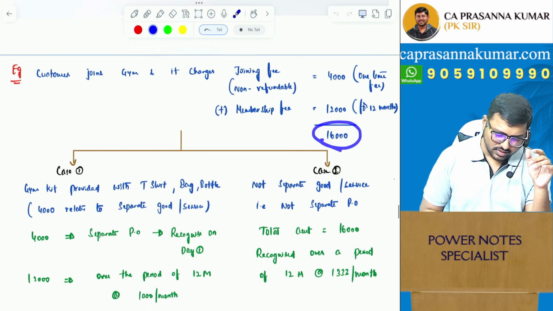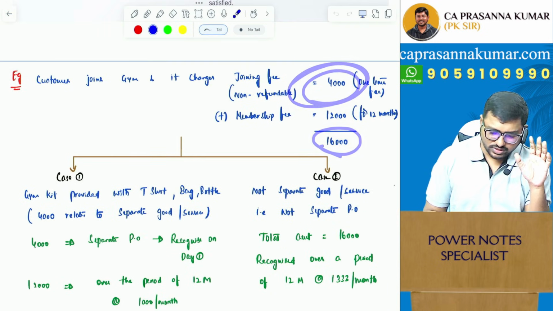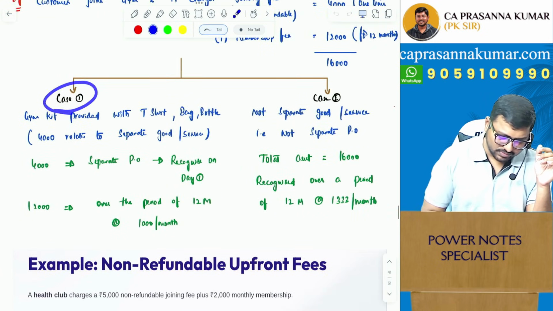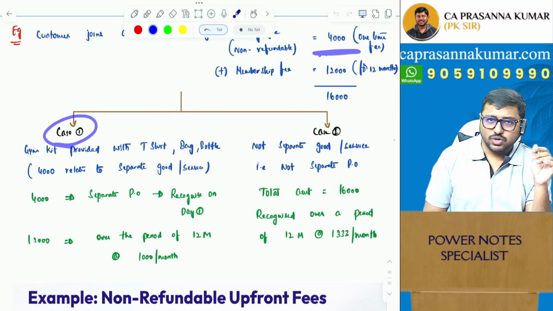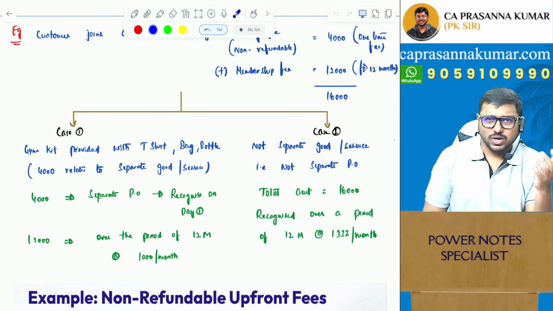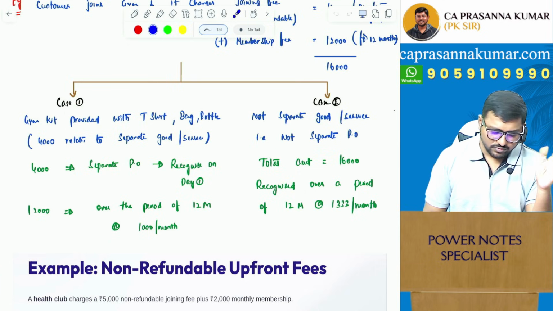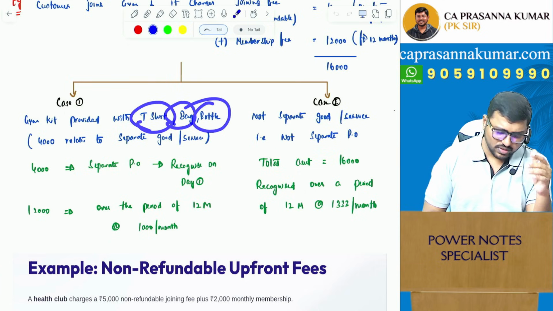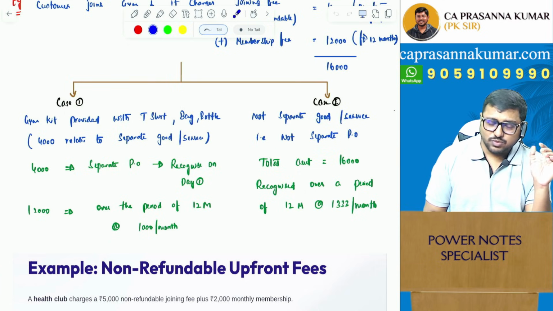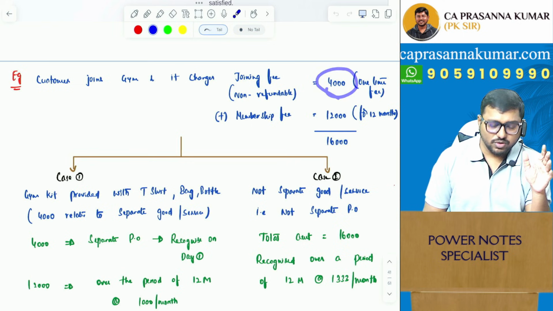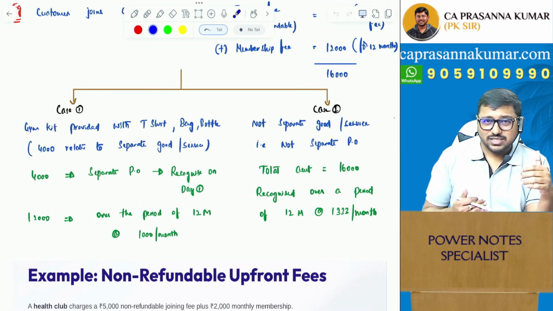Now, we are talking about this 4,000. The focus is on 4,000. Now, see here. Case 1. For this 4,000, whatever you have paid as a joining fee for the gym or one-time fee, whatever you call it, a gym kit is provided by the gym, which includes a t-shirt, bag, bottle, and all those things. So from this, what you have to understand is, for this 4,000, whatever you have paid, are you getting any distinct service in return?